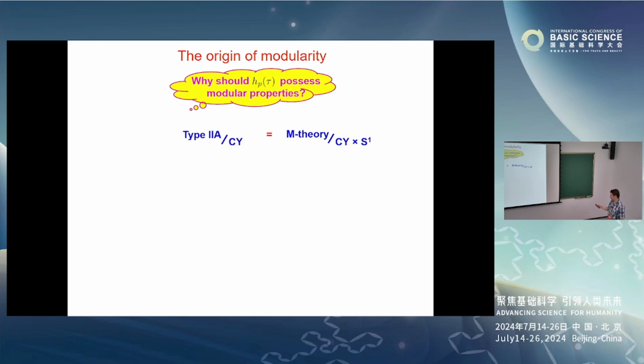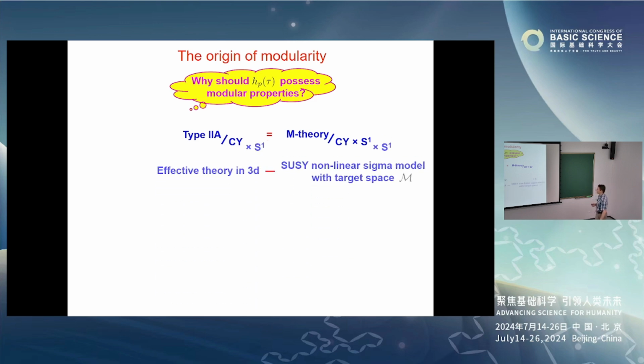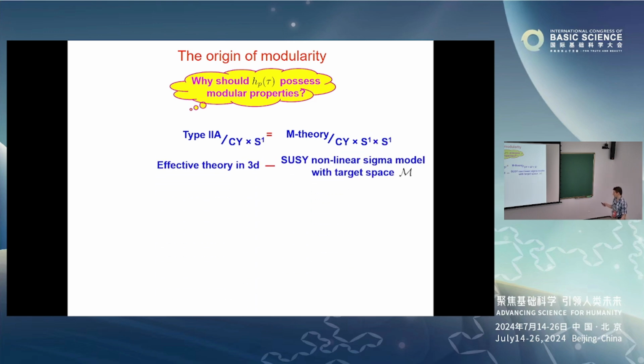Okay, so as I said, we do have type 2 in Calabi-Yau, but this is the same as M theory in Calabi-Yau times the circle, yeah? And let's compactify this setup on an additional circle. So of course, then we get an effective theory which is already in 3 dimensions. And in 3 dimensions, because all fields can be dualized to scalars, the effective action can be written as a certain nonlinear sigma model with some target space which I denote by M.